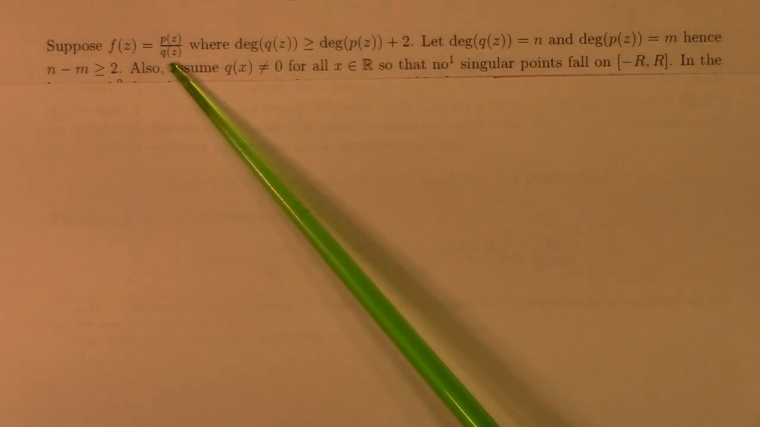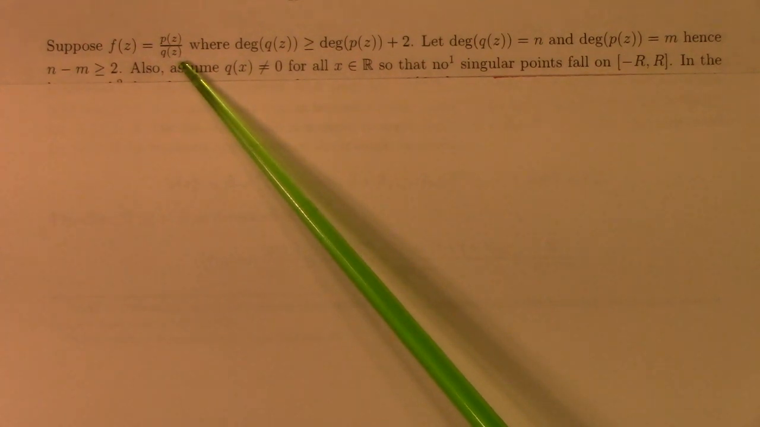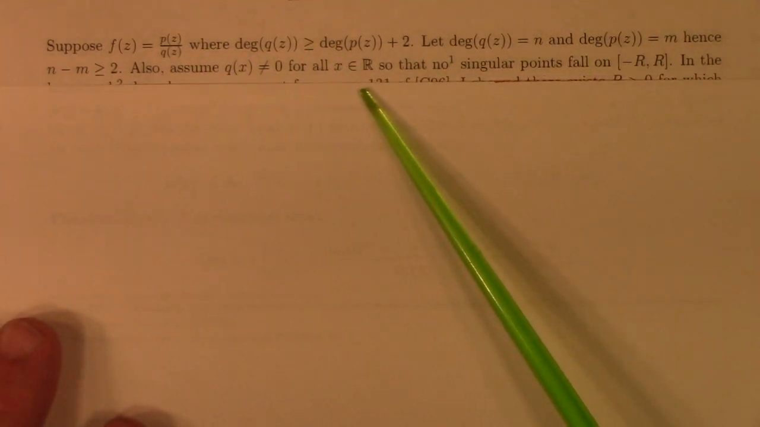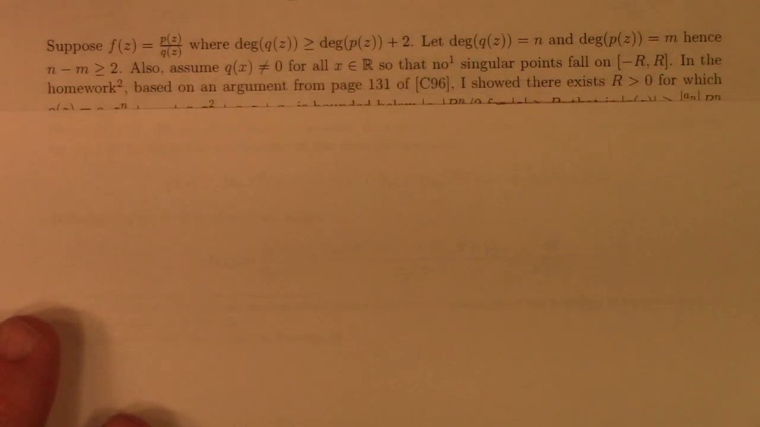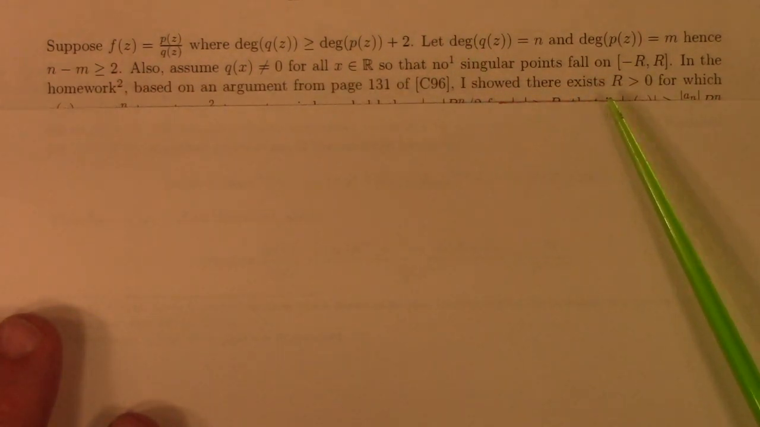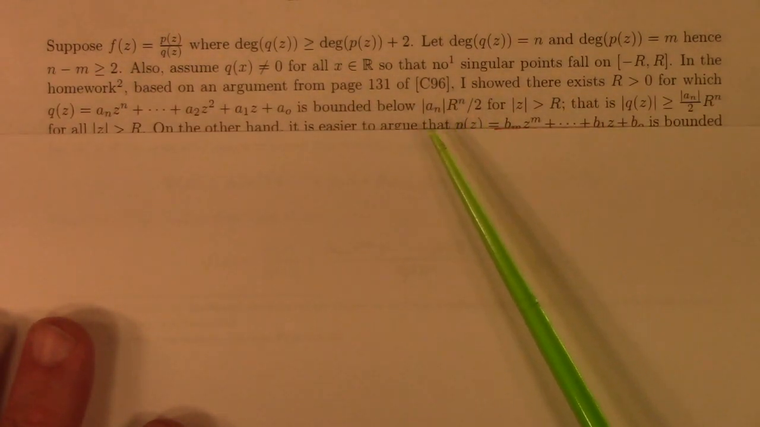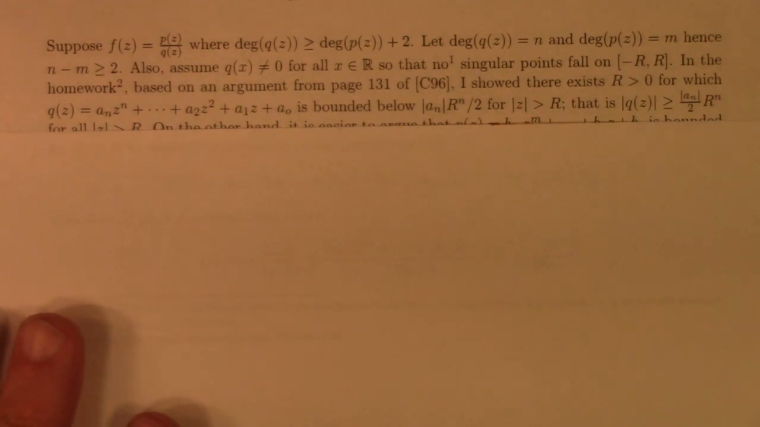A real zero of the denominator will be a fly in our ointment that we can't pick out just yet. We'll get there. There's something called fractional residue that takes care of that later, but not today, okay? So no singular points fall on the interval from minus r to r. And then in the homework that I know you guys did, we showed that you can bound the denominator.